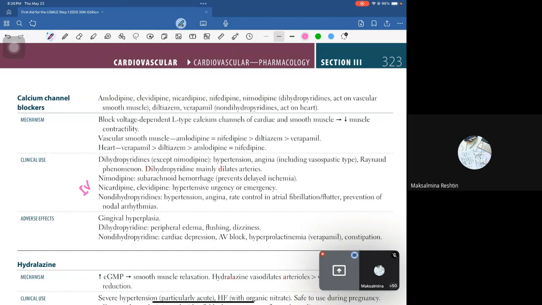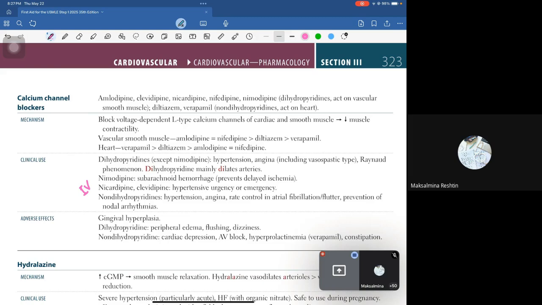Phenytoin is used to control seizures, right? And phenytoin can lead to this problem as well, the problem of gingival hyperplasia. Now we have dihydropyridine calcium channel blockers. Dihydropyridine calcium channel blockers have a very important adverse effect, and that is peripheral edema, right? So keep peripheral edema in your mind.